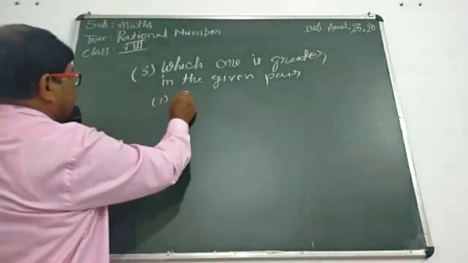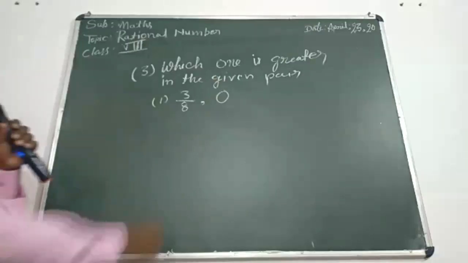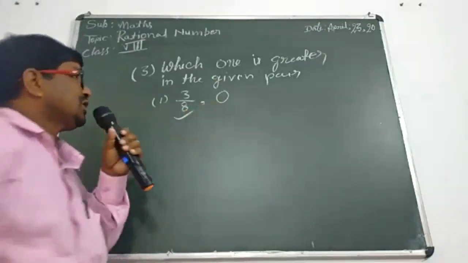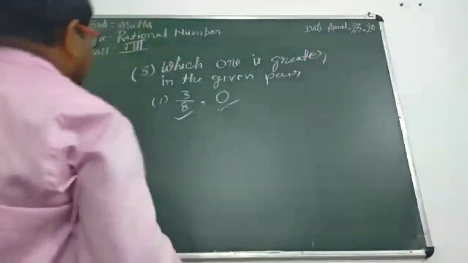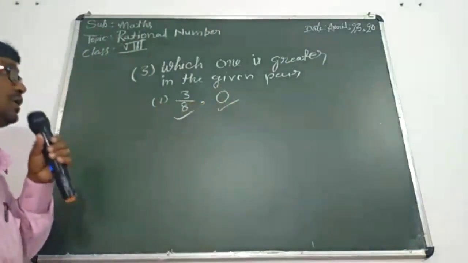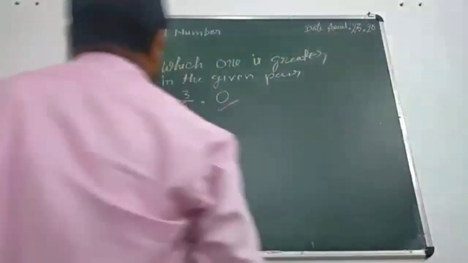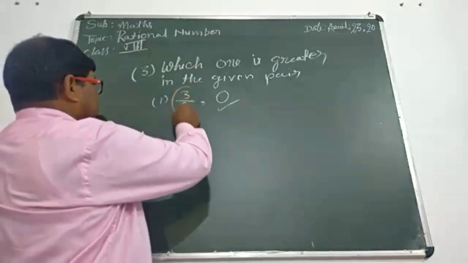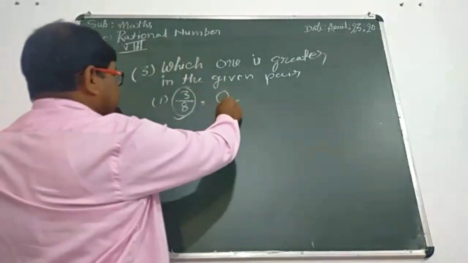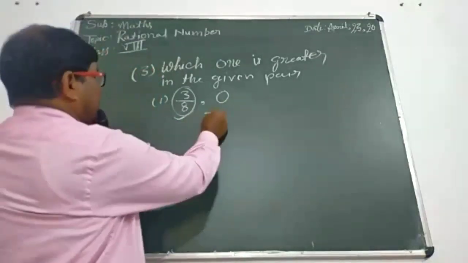3 upon 8 or 0. Mind, 3 upon 8 is a rational. 0 is also rational. Which one is greater, 3 upon 8 or 0? How can we say? That is called comparison. This is the positive number. This is 0.